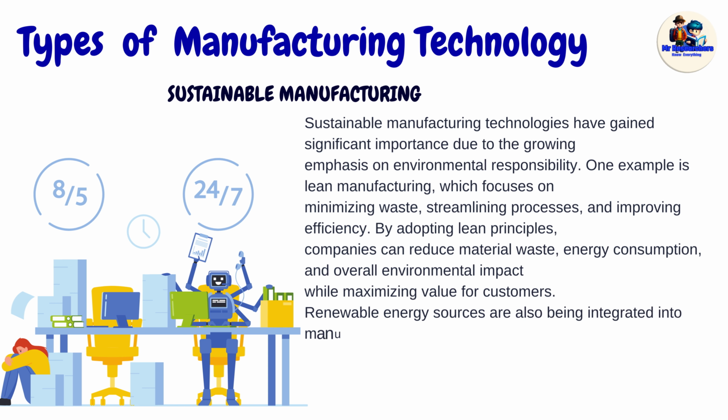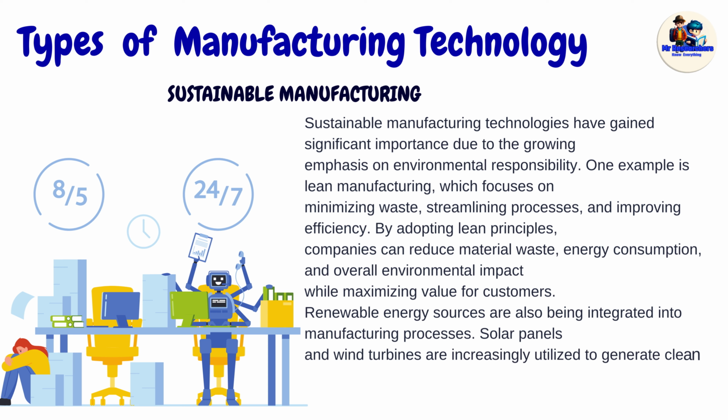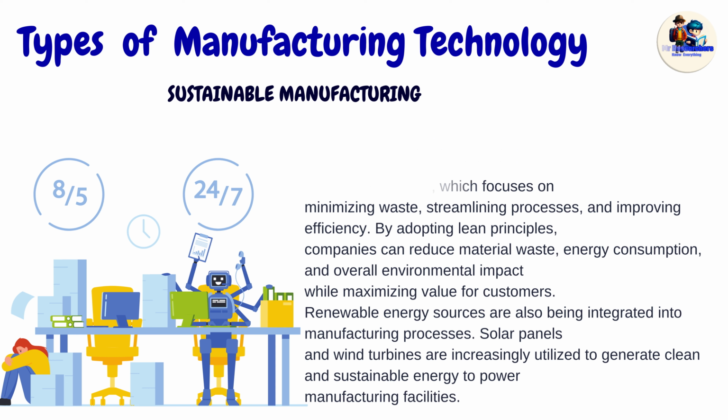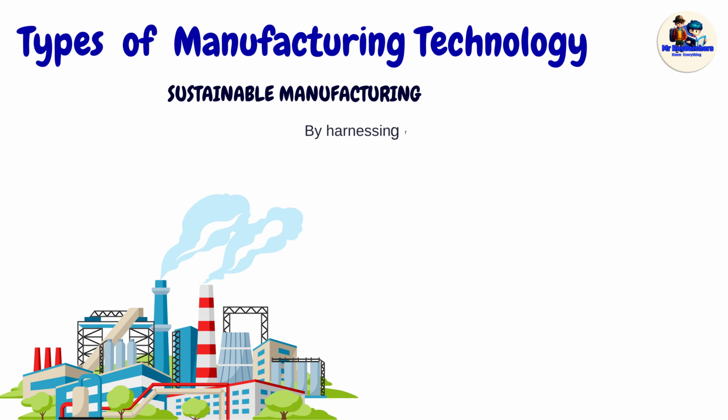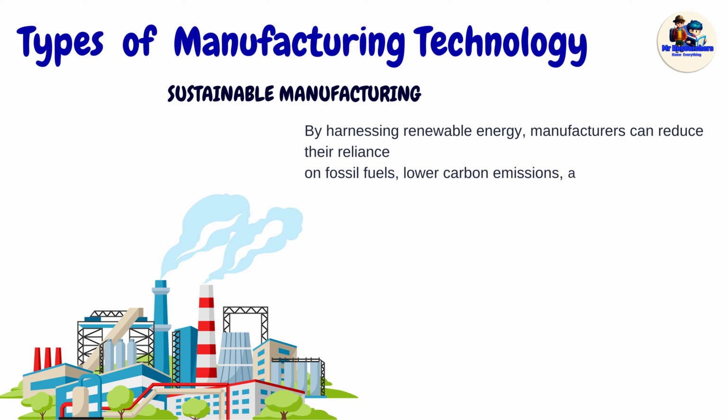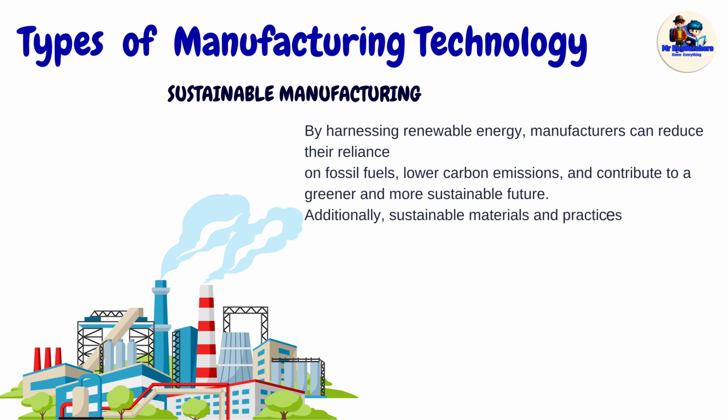Renewable energy sources are also being integrated into manufacturing processes. Solar panels and wind turbines are increasingly utilized to generate clean and sustainable energy to power manufacturing facilities. By harnessing renewable energy, manufacturers can reduce their reliance on fossil fuels, lower carbon emissions, and contribute to a greener and more sustainable future. Additionally, sustainable materials and practices are being adopted in manufacturing processes.